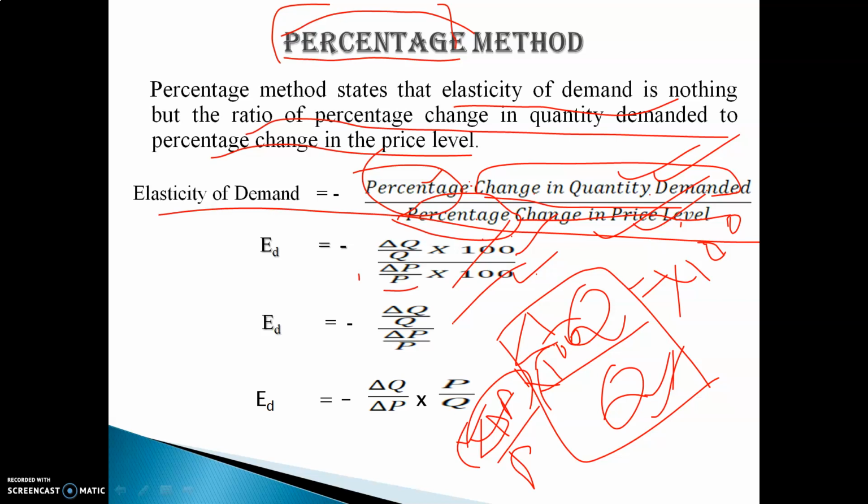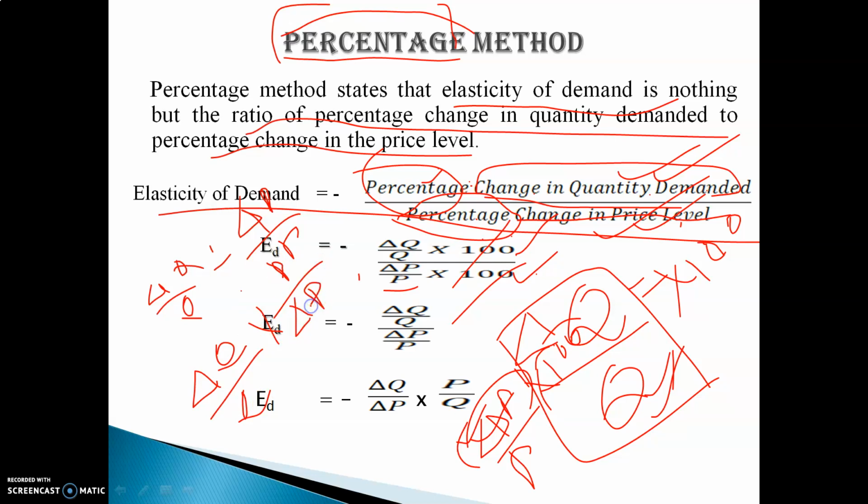This can also be written in this way, right? Here, delta Q by Q divided by delta P by P can be written in this way. Now in the second step, delta Q divided by Q multiplied by P divided by delta P. Now we are just changing the two things. In place of Q, we are writing delta P, and in place of delta P, we are writing Q.